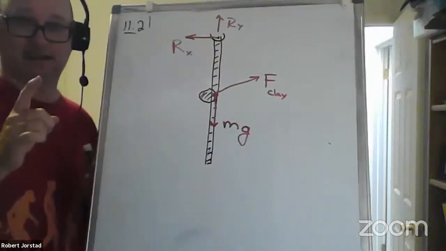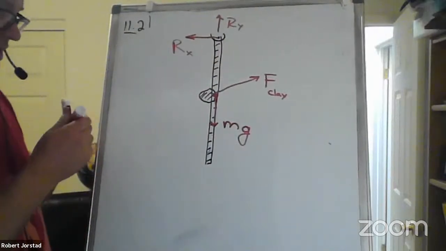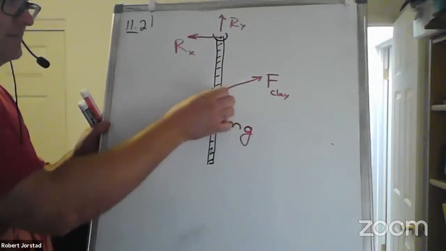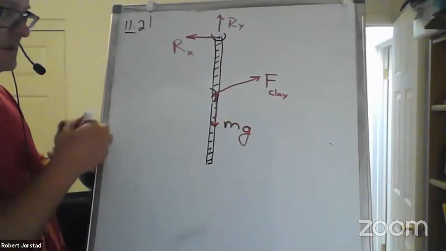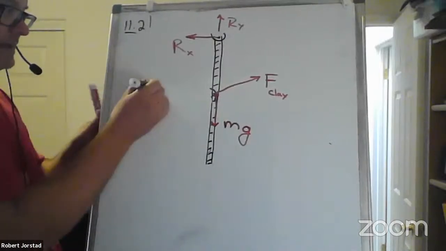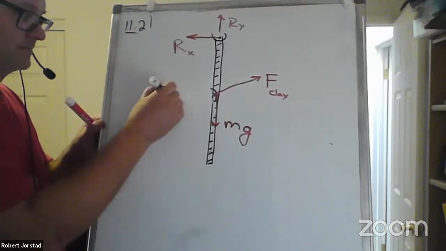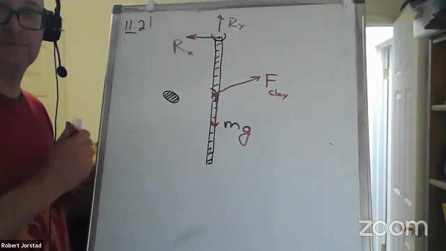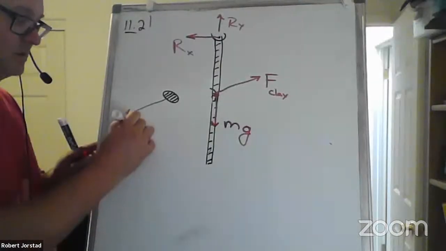Now, here's the other thing. What are the forces on the clay? So I'm going to forget that clay is drawn right there. All right. What are the forces on the clay now? The force of the rod. That's right. In which way is that going to point? The opposite of the force of the clay. Mm-hmm. What else?